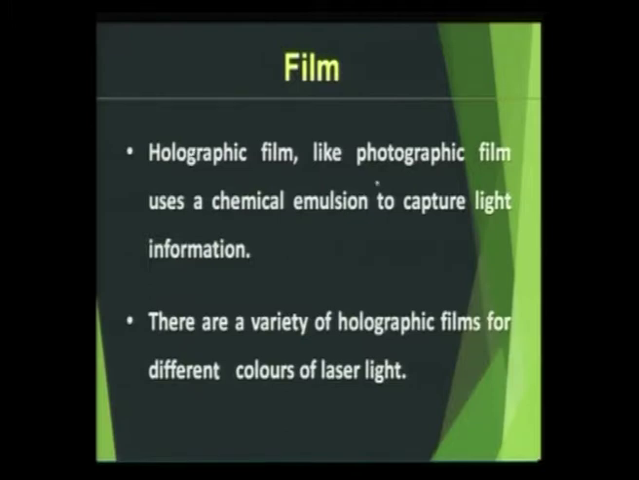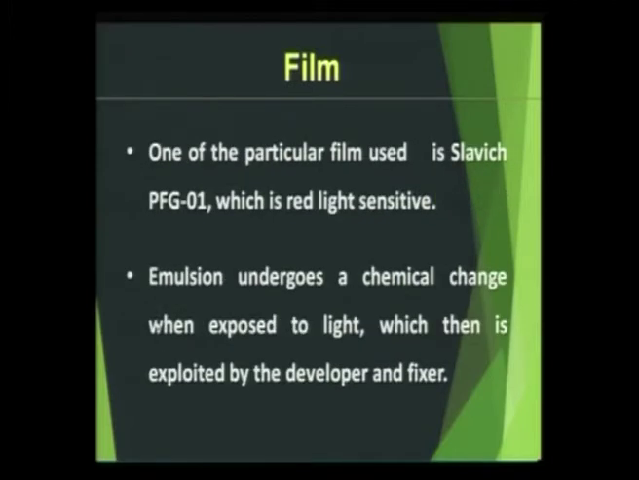Holographic film, like photographic film, uses a chemical emulsion to capture light information. There are a variety of holographic films for different colors of laser light. One of the particular films used is Slavich PFG-01, which is red light sensitive. The emulsion undergoes a chemical change when exposed to light, which is then exploited by the developer and fixer.